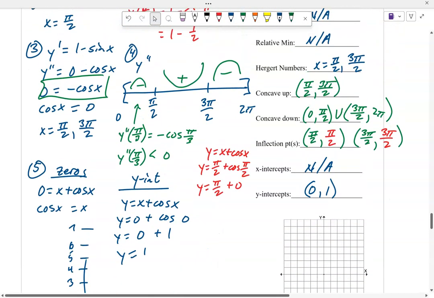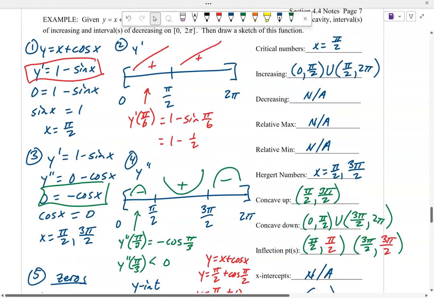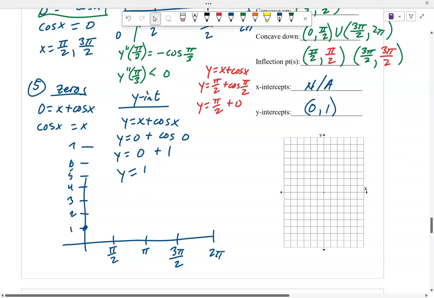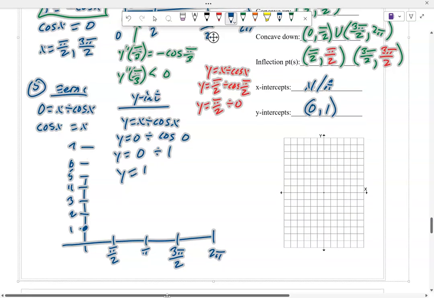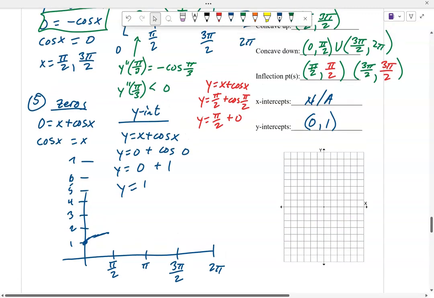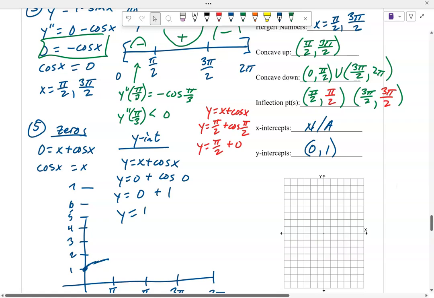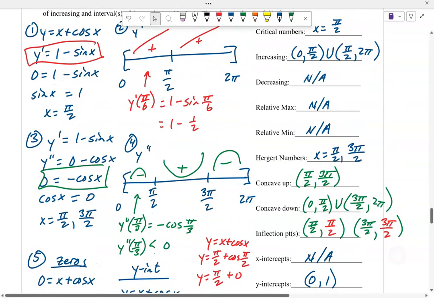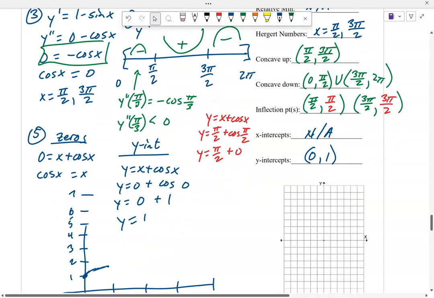It looks like we are increasing from 0 to pi halves and we're concave down. So we're increasing from 0 to pi halves and concave down. So we're increasing but concave down. And then we're concave up from pi halves to 3 pi halves, but notice we're increasing the whole time from pi halves to 2 pi.